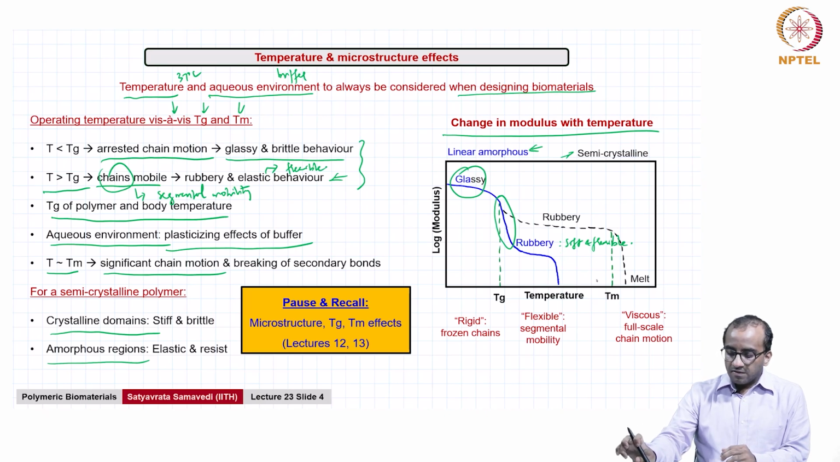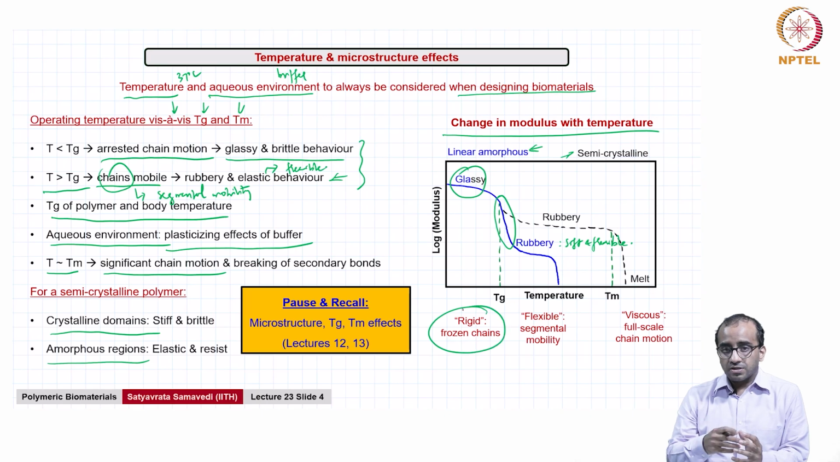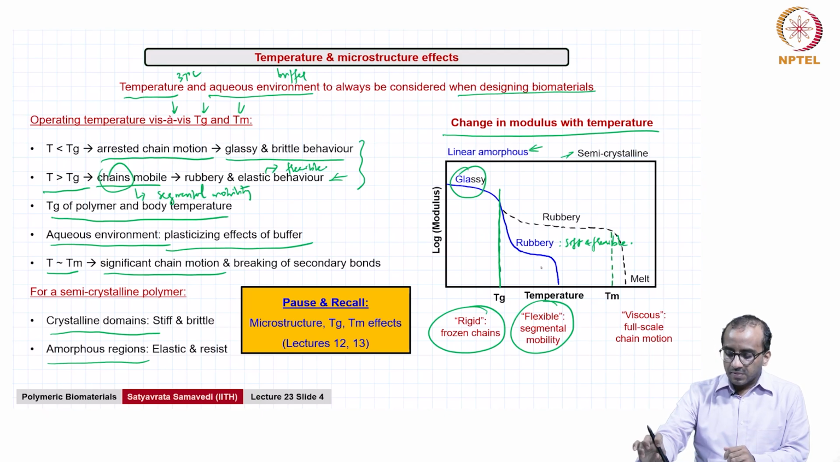From a molecular perspective, what is happening below Tg is the chains are rigid and frozen, leading to glassy and brittle behavior with a high modulus, and you see a large drop in modulus around the glass transition temperature, leading to a rubbery plateau here, where beyond Tg you get flexibility because of increased segmental mobility and increased free volume. So, that is the case for the amorphous polymer. Now, we can turn our attention to the semi-crystalline polymer.